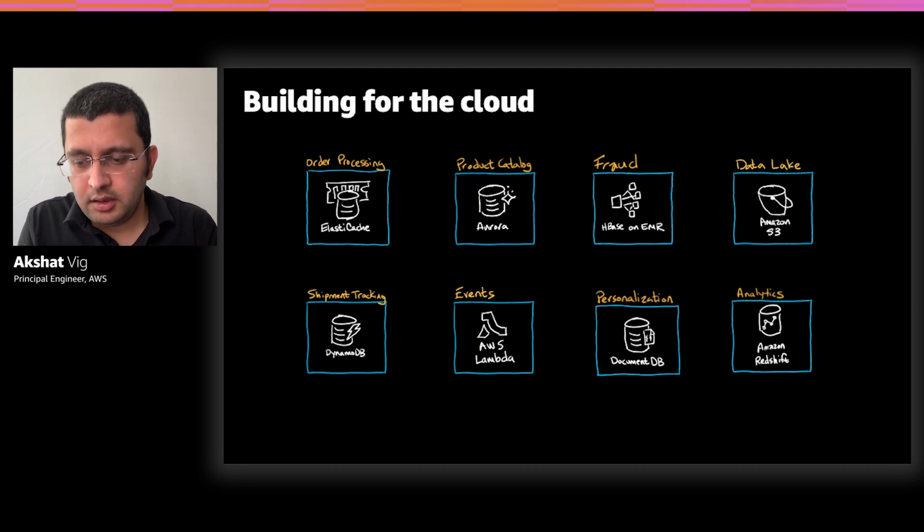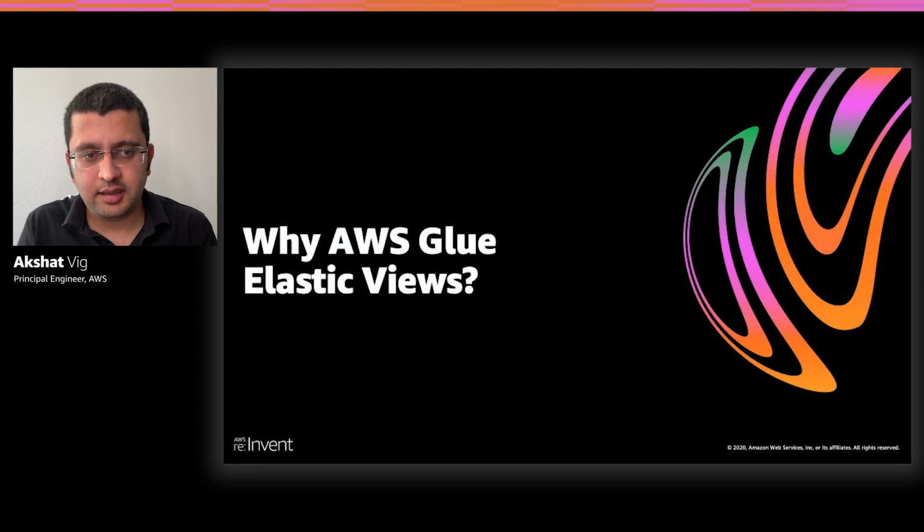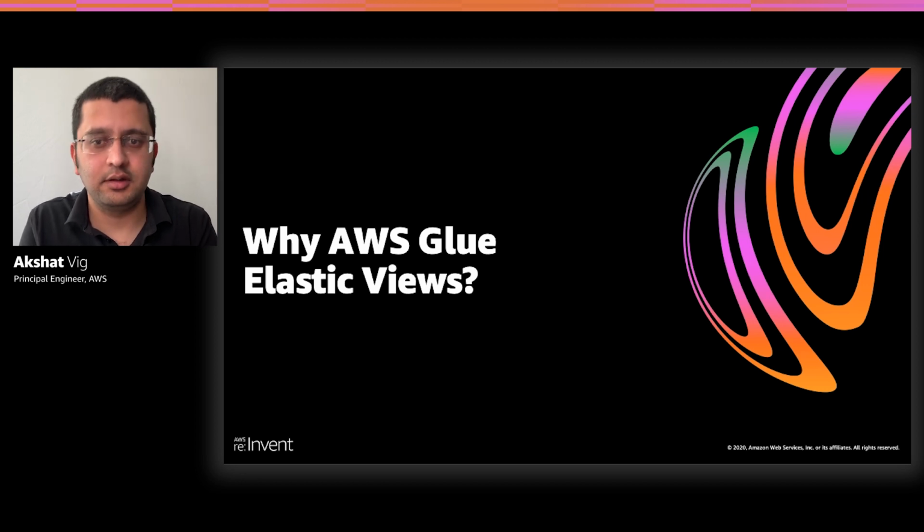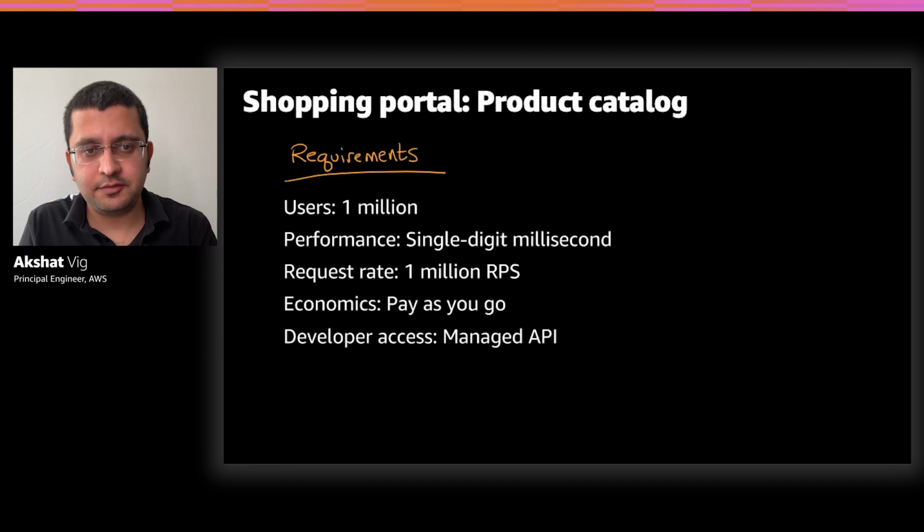So you must be wondering why this particular talk is about Glue Elastic Views and we are talking about purpose-built databases. How do these two fit into the bigger picture? To understand that, let's zoom into a specific part of the shopping portal, which is the product catalog.